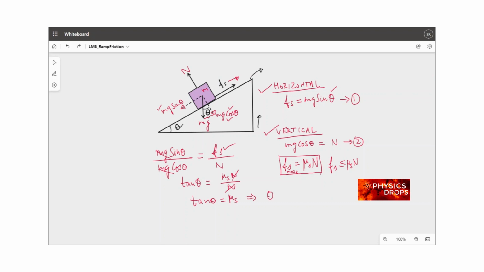So we end up getting tan theta equals the coefficient of friction. So the angle theta is nothing but tan inverse of mu s, the coefficient of friction. This means this is theta max. This is the maximum angle to which we can tilt this ramp without the block sliding down.